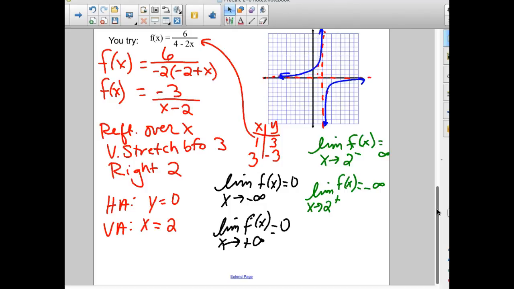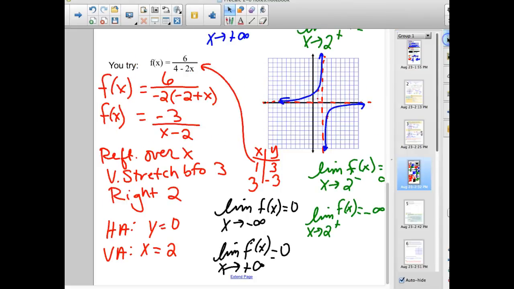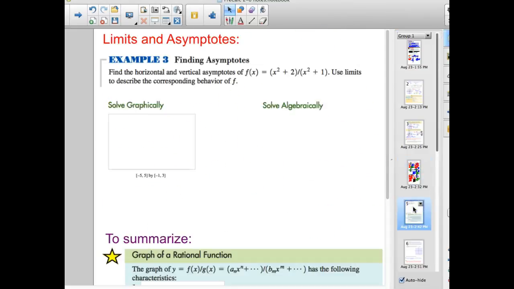Questions at all about that? All right, we have one more example to try. This one looks different. What's different about it? Oh, they don't have it up and down. Okay, we can rewrite it.